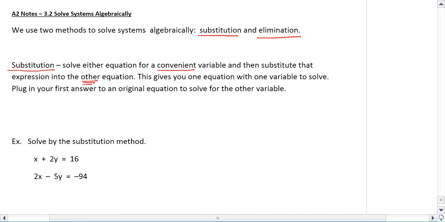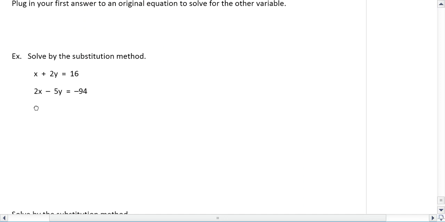Now this is very important because I've seen students solve one equation for a variable, and then they put it back into that same equation and it gives them like 16 equals 16 and they got nowhere. So this word other is very important. And then it gives us one equation with one variable that we can very easily solve. And then to find the other letter, if you have solved for x, then to find y, you plug that number for x into one of the original equations and then solve for the other variable.